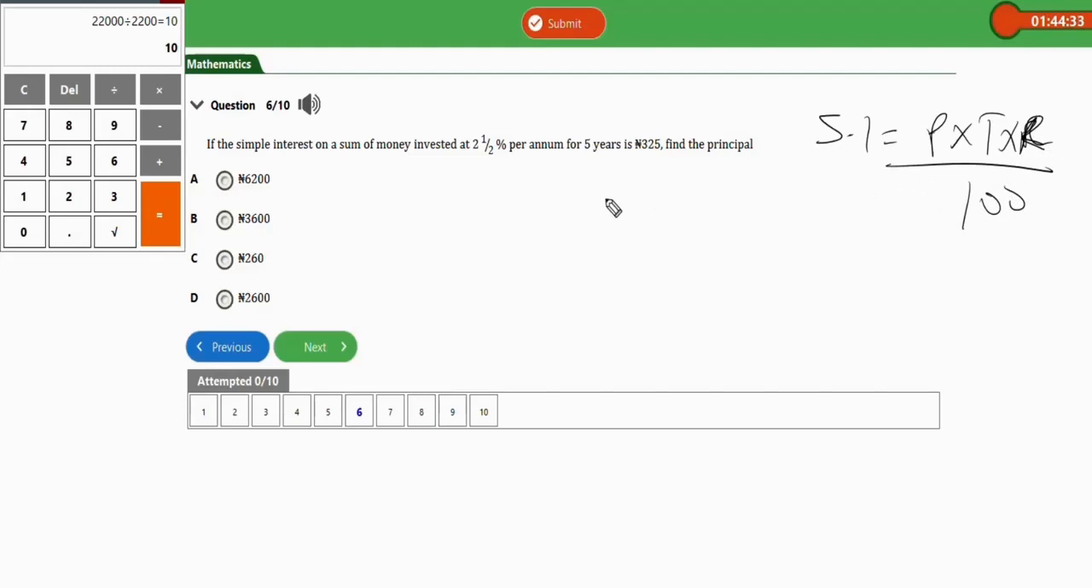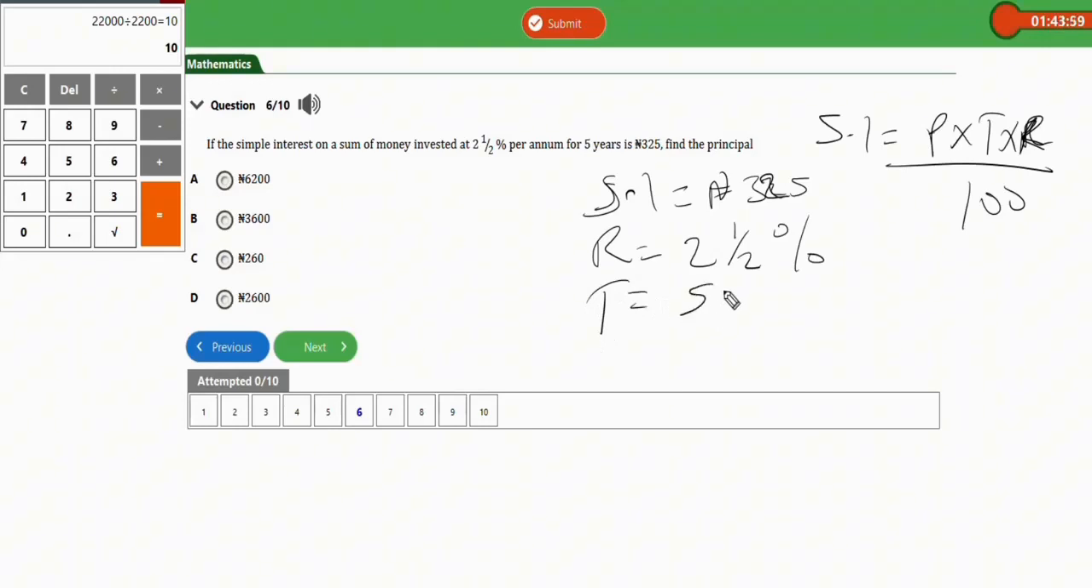Okay, so we have the simple interest, SI, to be 225 naira. The rate is 2.5%, and the time is 5 years. We are looking for the principal, which is unknown.